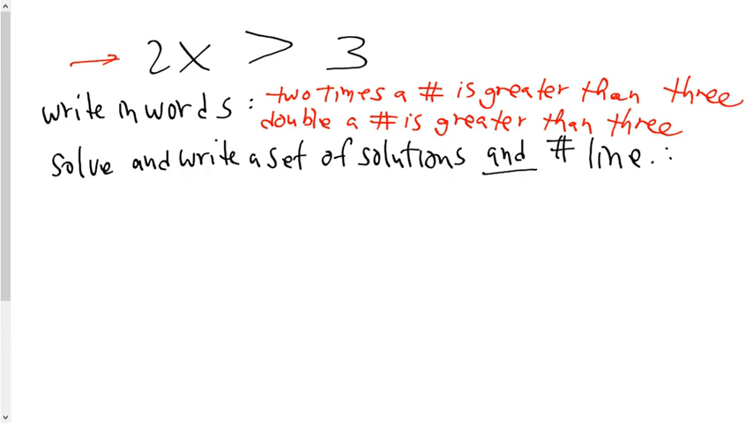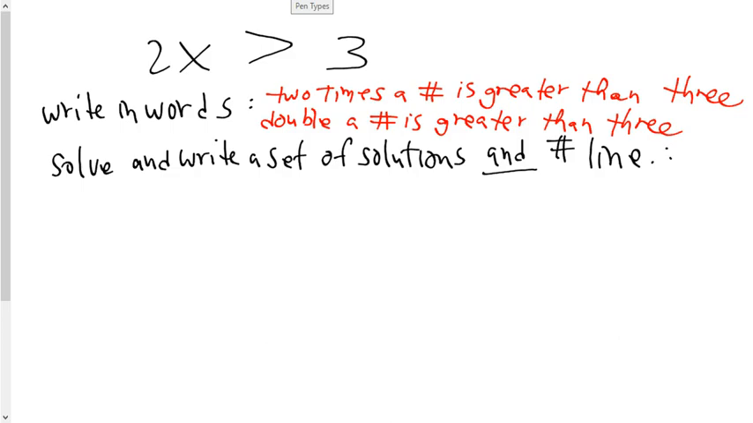And what would be the difference if I put this line here? How would that change the sentence, Bree? If I put that red line there, how would it change it? You would say 2 times a number is greater than or equal to 3, right? But it doesn't. It just says it's greater than. So we'll just leave it like that.